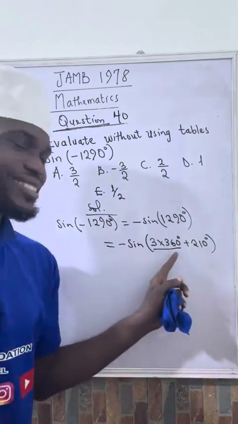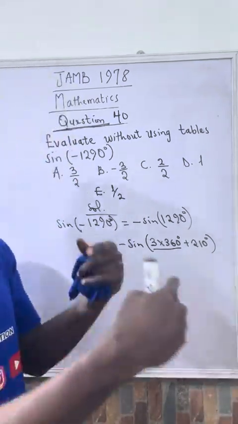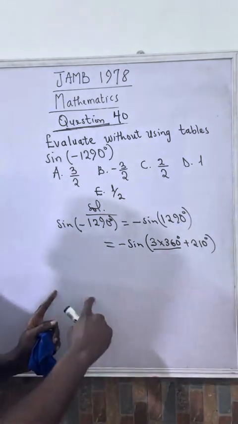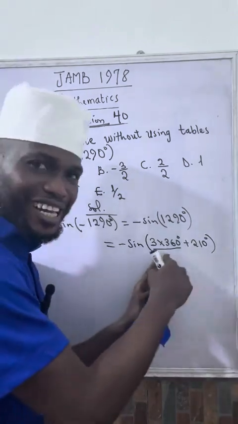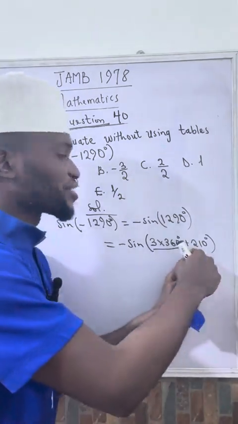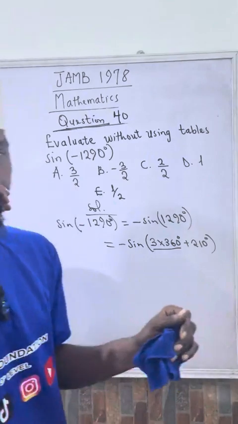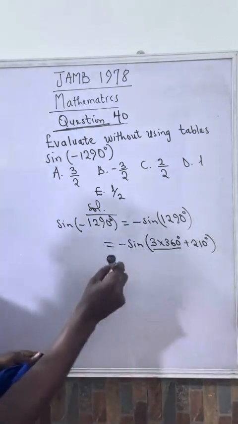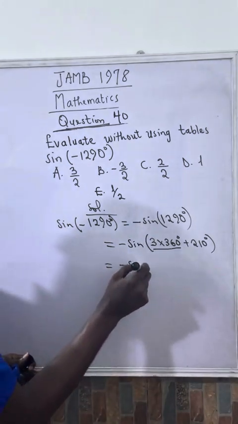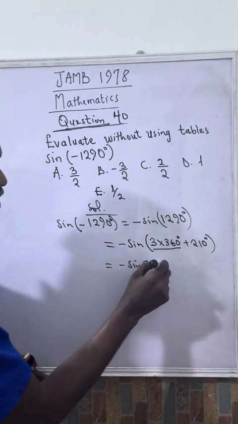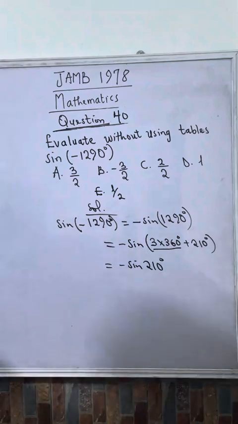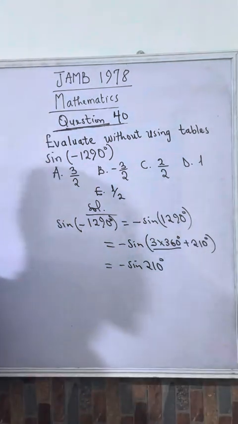From here, this part where we have 3 times 360 can be removed. The reason is that this stands as the period. After every period, the graph will have turned around 3 times, and it will go an extra 210 degree. So this part with 3 times 360 can be out of the game. I will have minus sine 210. So I will now work out sine 210. You don't even need a calculator for this.